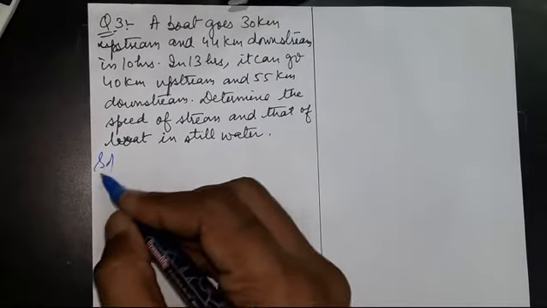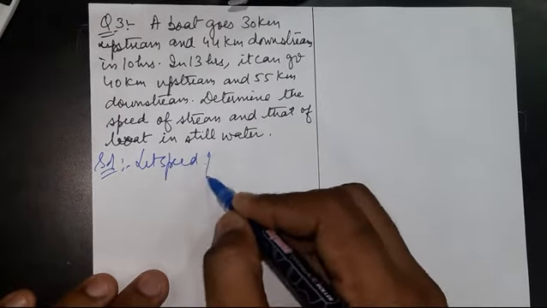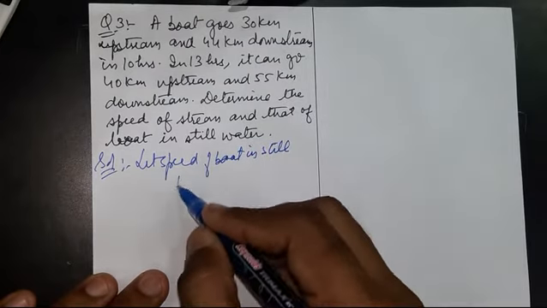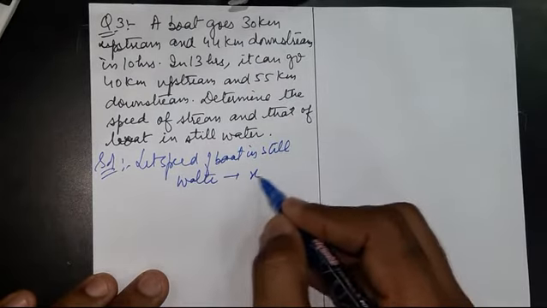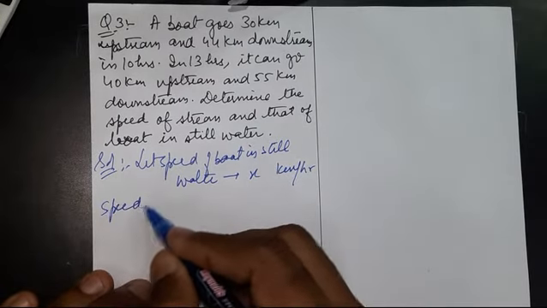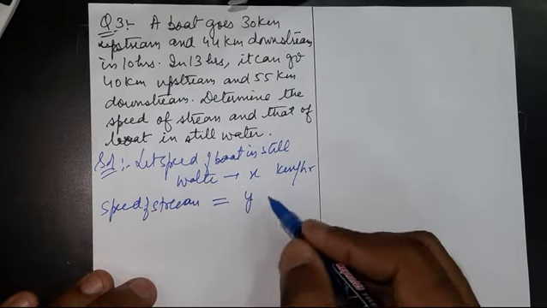So come to the solution. Let the speed of the boat in still water, you have to take still water, be x km per hour. Similarly, the speed of the stream is y km per hour.